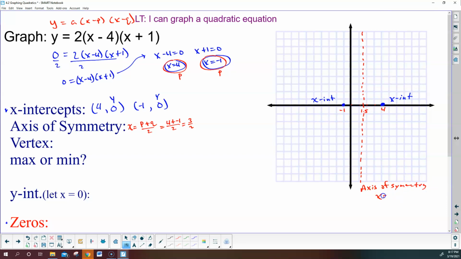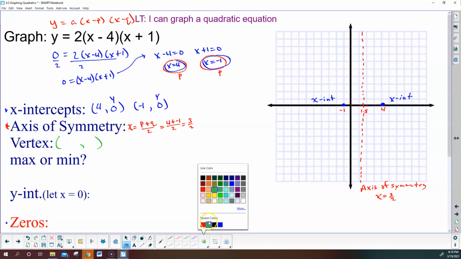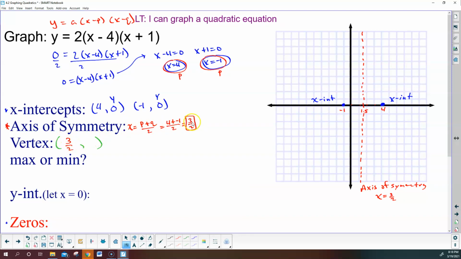And we usually just write the equation right next to it. You can say 3/2 or 1.5, either or. But that's important because if I'm looking for the vertex, whatever value you get, notice this is x equals, I get 3/2 as my x value. Well, how do I find the y? Anytime you want to find the y, you plug it back into the original equation.